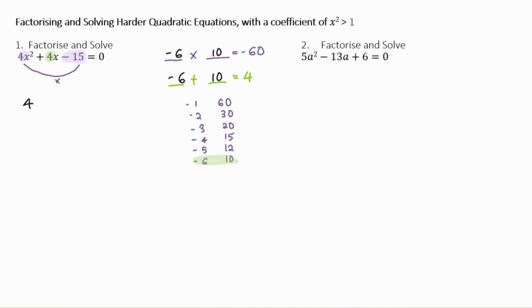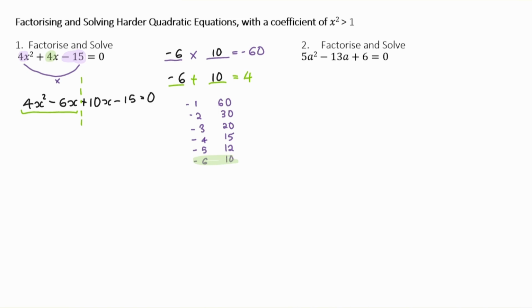So we are going to keep the 4x squared as it is, but now instead of writing 4x, we are going to put the minus 6x plus 10x, which make the plus 4x. And then the minus 15 also stays the same. We are then going to split the equation in the middle into 2.